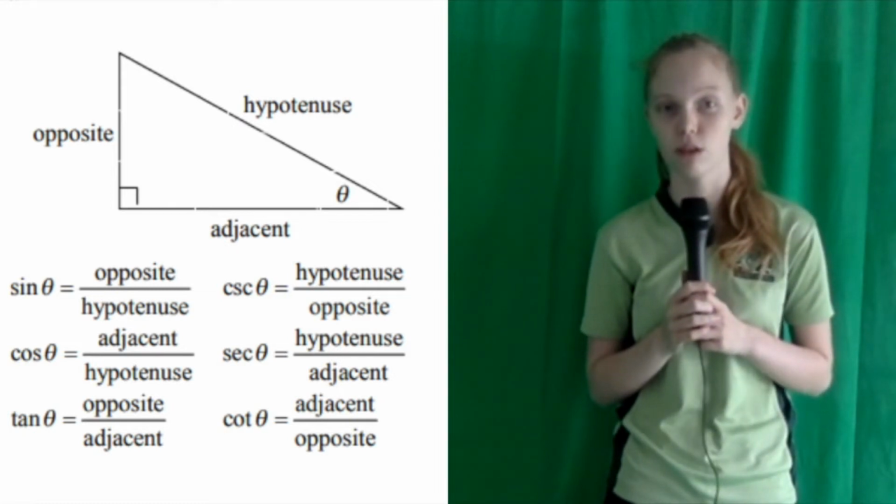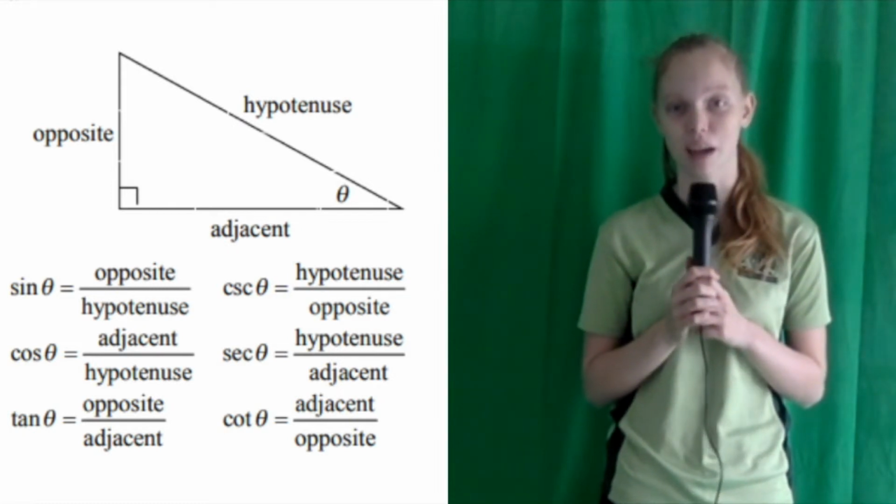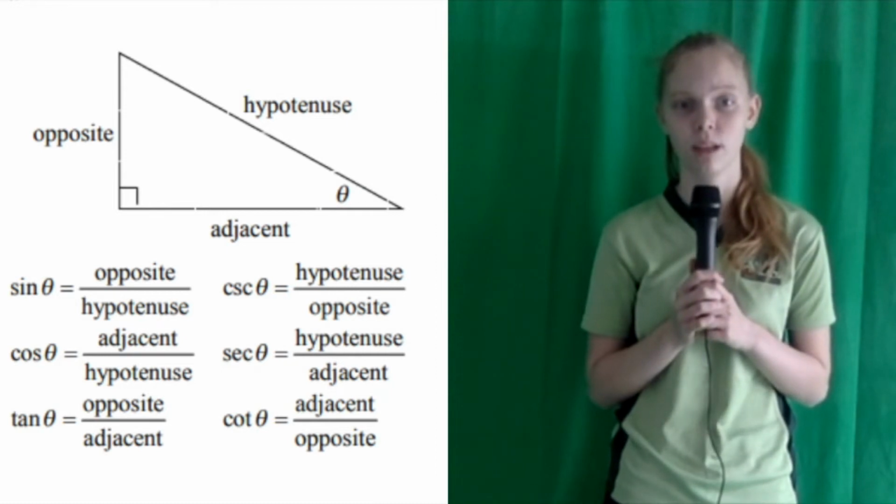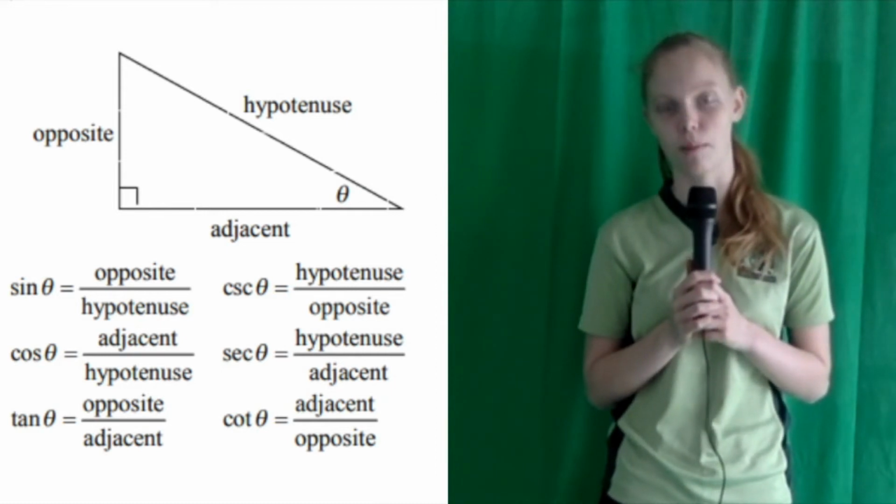Tangent is opposite over adjacent. Cosecant is hypotenuse over opposite. Secant is hypotenuse over adjacent. Cotangent is adjacent over opposite.